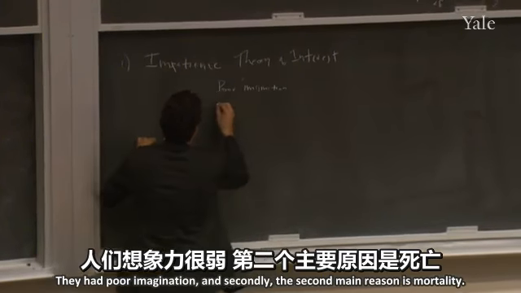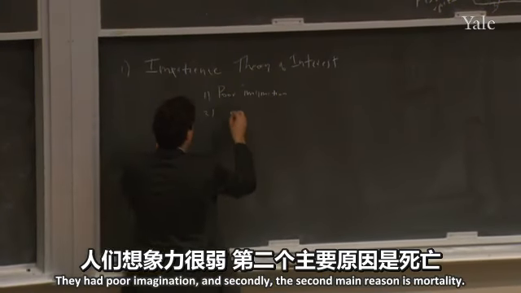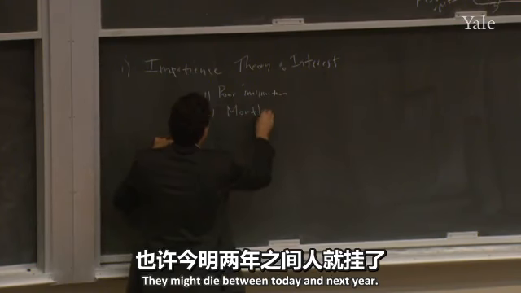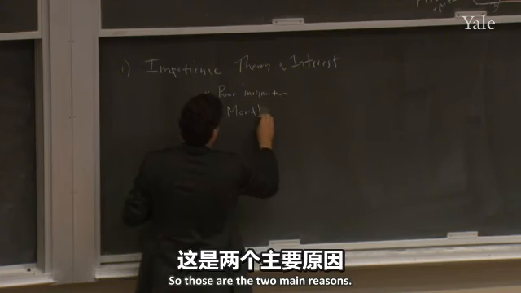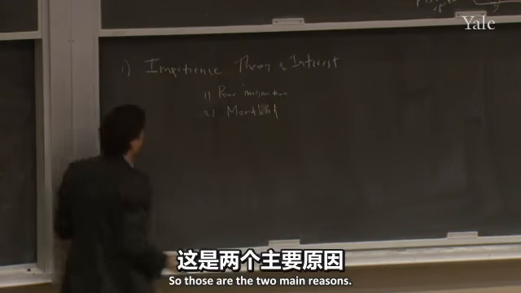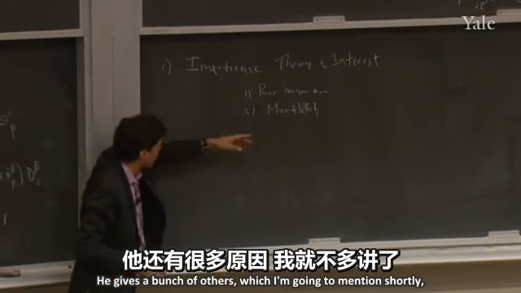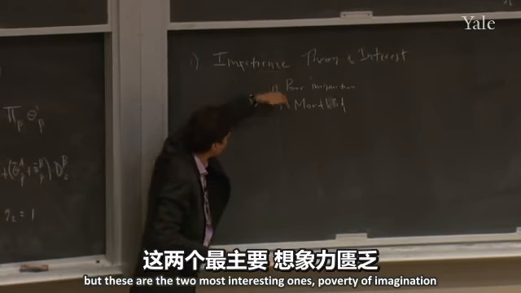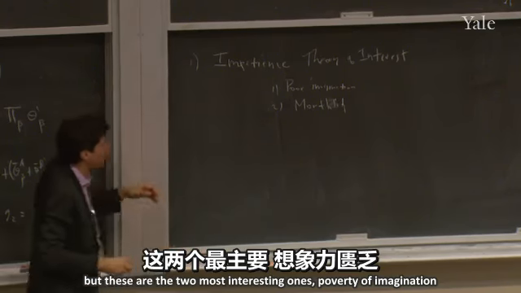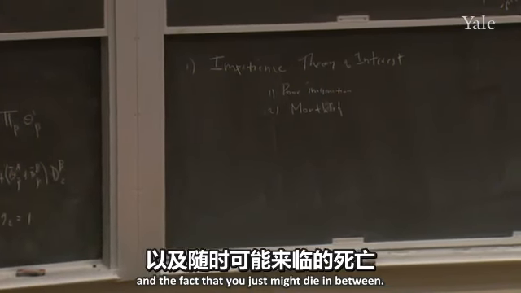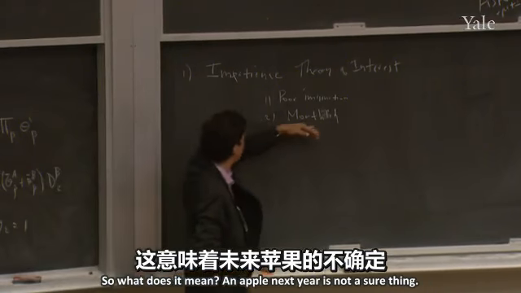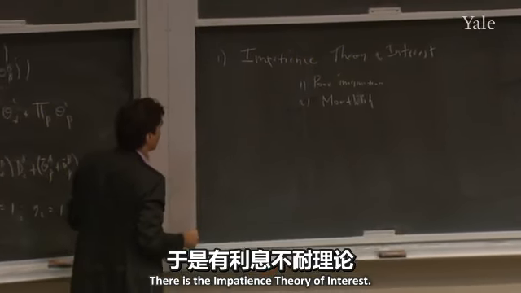They had poor imagination. And the second main reason is mortality. They might die between today and next year. So those are the two main reasons. He gives a bunch of others, which I'm going to mention shortly, but these are the two most interesting ones: poverty of imagination, and the fact that you just might die in between. So what does it mean to say an apple next year is not a sure thing? That's the impatience theory of interest.